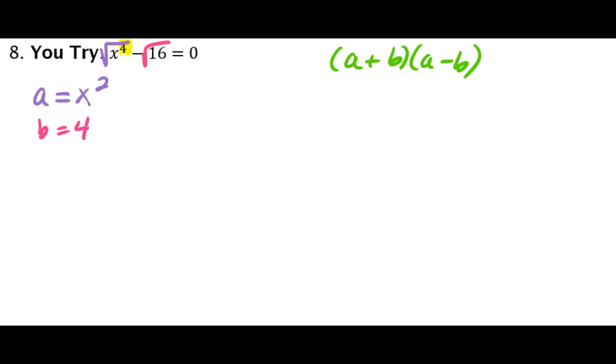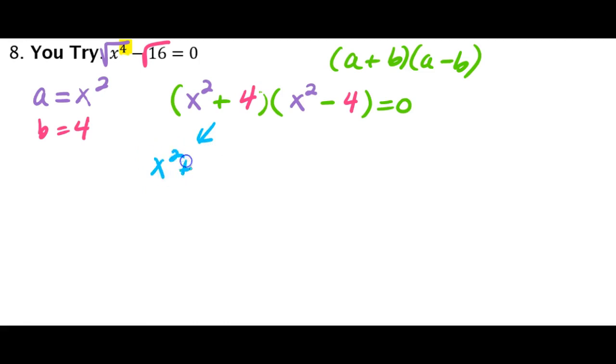So the way this is going to factor, I would have my parentheses, one plus, one minus. The x squared would go first in both parentheses, and then the 4 would go second in each parentheses. And this is, of course, still set equal to 0. So now I have 2 things that I need to factor. The first one is x squared plus 4 equals 0, and the second one is x squared minus 4 equals 0.